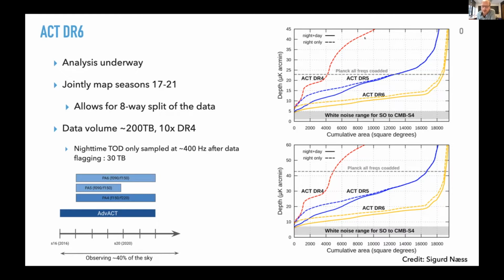And then what you see here is ACT DR4, ACT DR5, and DR6, and you see this massive improvement. We've got very good noise levels over a fairly large part of the sky. And in polarization, the improvement is even more impressive.